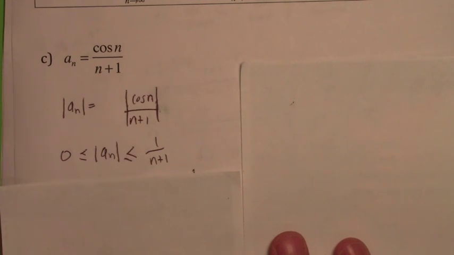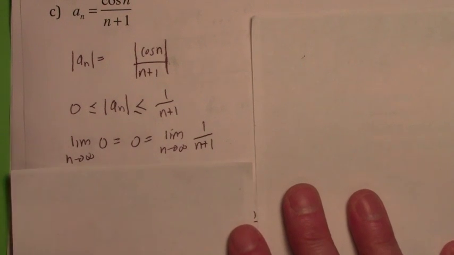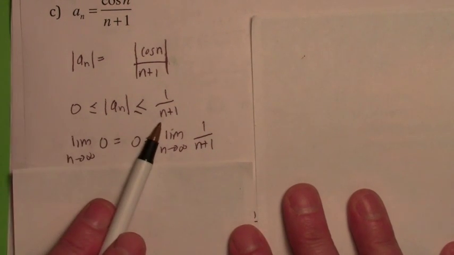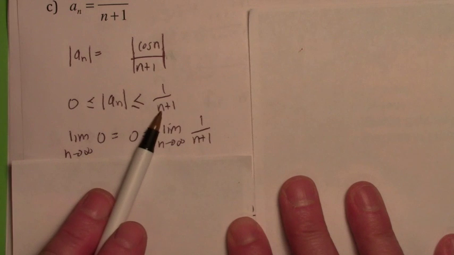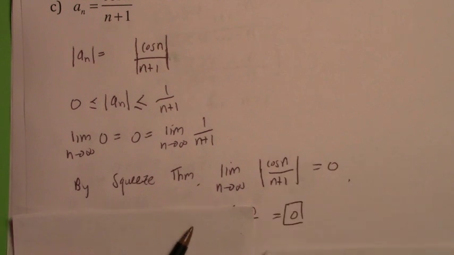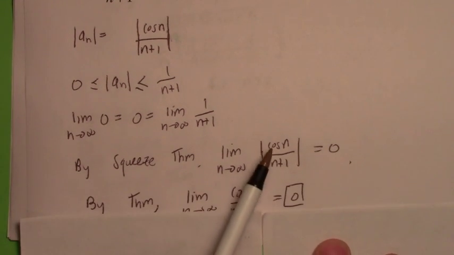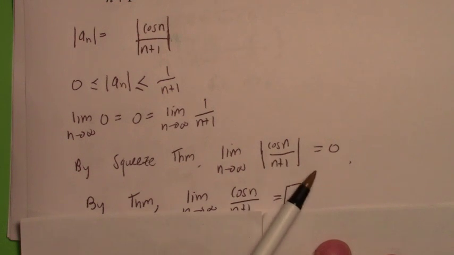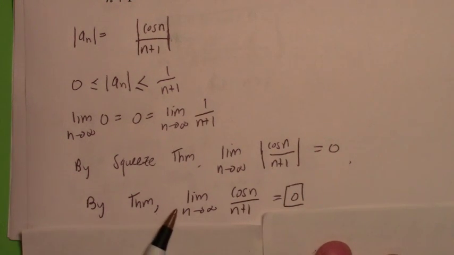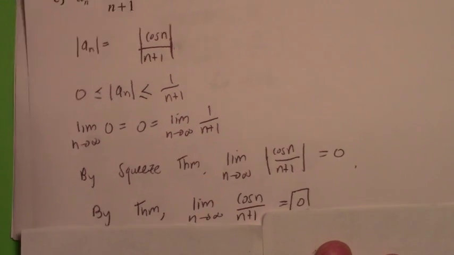So we're going to take the absolute value and now we're going to apply the squeeze theorem again. The limit of the left side is 0, obviously. The limit of the right side is 0. You can apply your limits from Math 151 for that. That's obvious. So by the squeeze theorem, the limit as n goes to infinity of the absolute value of cosine n over n plus 1 is 0. And then by the theorem we just said, if the absolute value of the nth term is getting close to 0, the nth term is getting close to 0 as well.